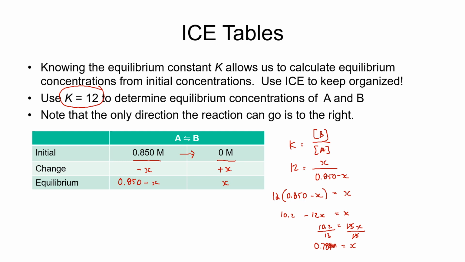Okay, so then you can solve for the equilibrium concentrations once you have the value of x for the change. So 0.850 minus 0.784, we're going to end up with 0.066 moles per liter for A, and the 0.784 over here, moles per liter for B. So once you know the direction you're going, you can always work out the concentrations using a little algebra to solve for the equilibrium conditions.